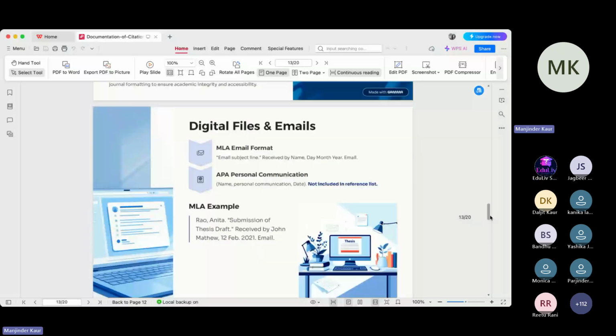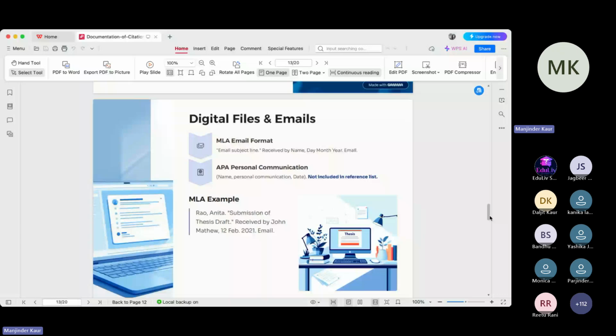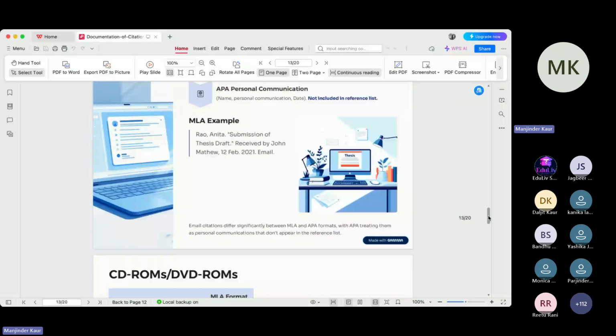Yeah. So now coming next is MLA में कैसे करते हैं हम? For example, Rao Anita is the writer, right? And we are quoting what? Submission of thesis draft received by John Matthew on 12th February, period 2021, and period and email, right? Email subject line received by the name, day, month, year and the email. ठीक है? So APA में हम उसको पर्सनल कम्युनिकेशन के तरीके से ही करते हैं. APA में हम इंटरव्यू को भी पर्सनल कम्युनिकेशन के तरीके से लेते हैं.